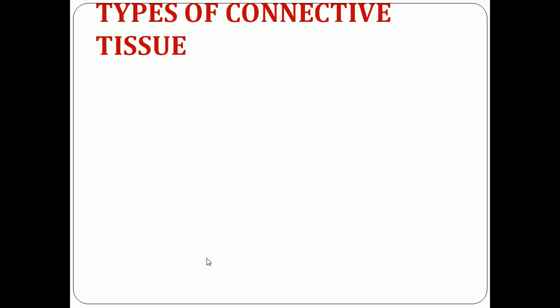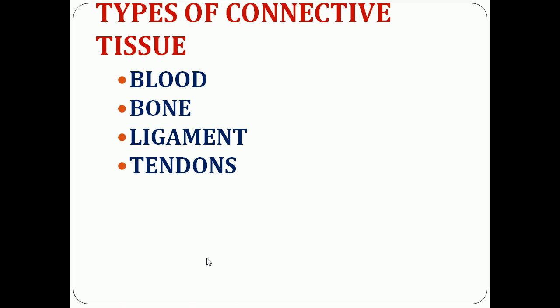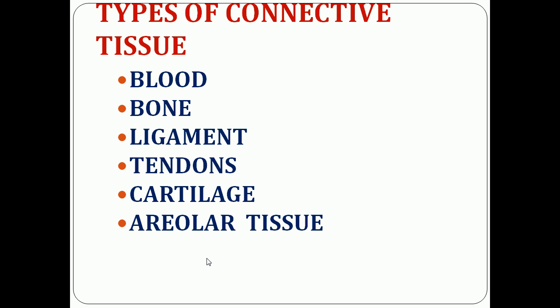Now we can see the types of connective tissue. Connective tissues are of the following types: blood, bone, ligament, tendons, cartilage, areolar tissue, adipose tissue. What are the types of connective tissue? Blood, bone, ligament, tendons, cartilage, areolar tissue, adipose tissue. Let us see briefly about all these types of connective tissue.